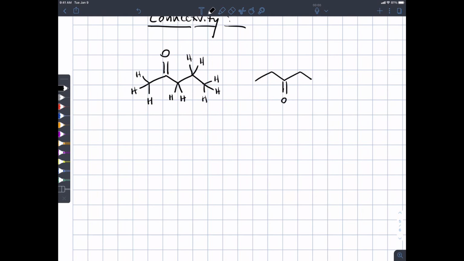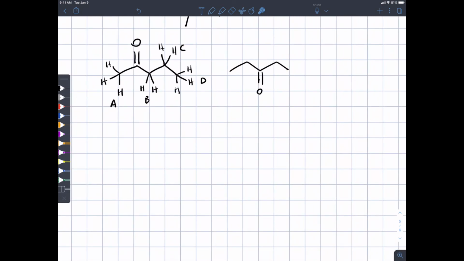In the molecule on the left, I have a methyl group here, but it's different from the methyl group there. So we might call these protons A, B, C, and D. The CH2 group B is different from the CH2 group C because these are closer to the ketone. So I would expect to see 1, 2, 3, 4 different kinds of hydrogens in that molecule, and there would be 3 of A and 3 of D and 2 of B and 2 of C.